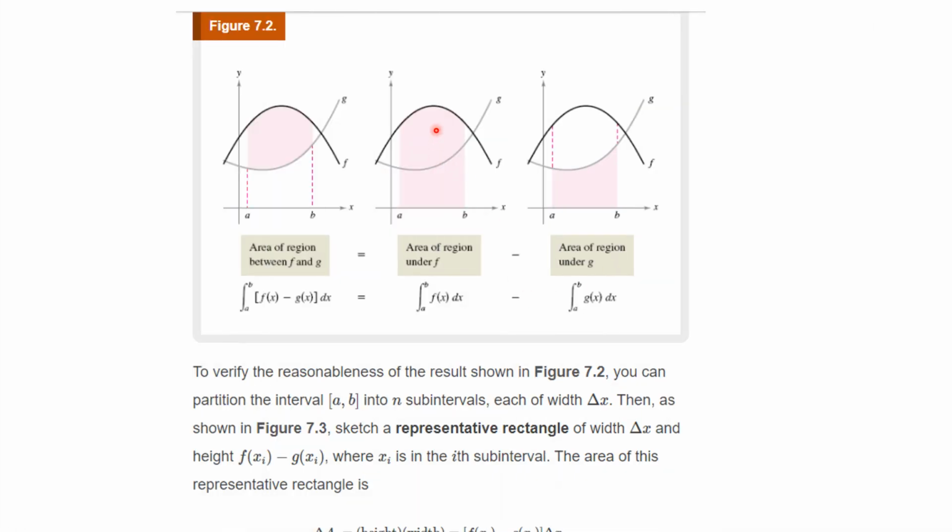This is the integral from a to b of f of x dx. That's the area under f. And this is the area under g, the integral from a to b of g of x dx. If you subtract the two, you get the area of the region between f and g. It is often useful in these problems to sketch a representative rectangle of a certain width. In this case, it's delta x, and showing the height allows us to think about the area of the representative rectangle.